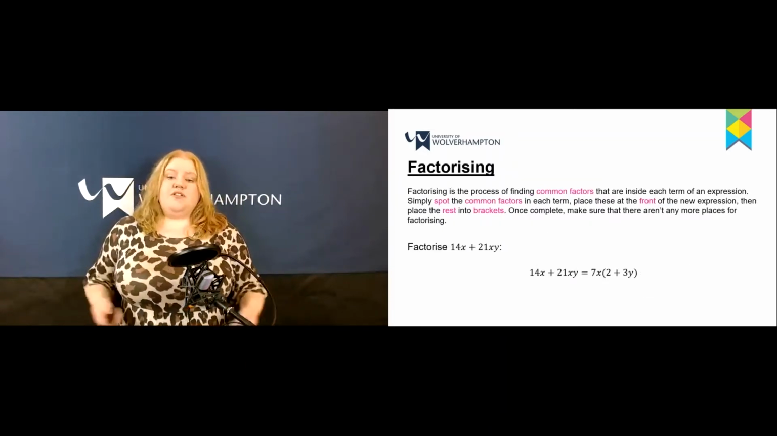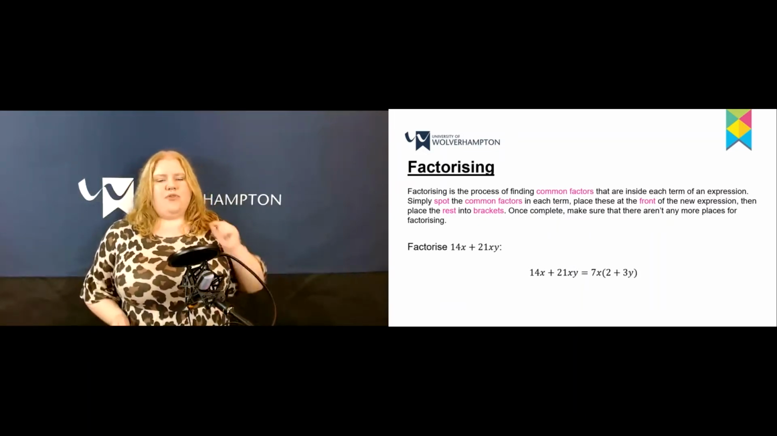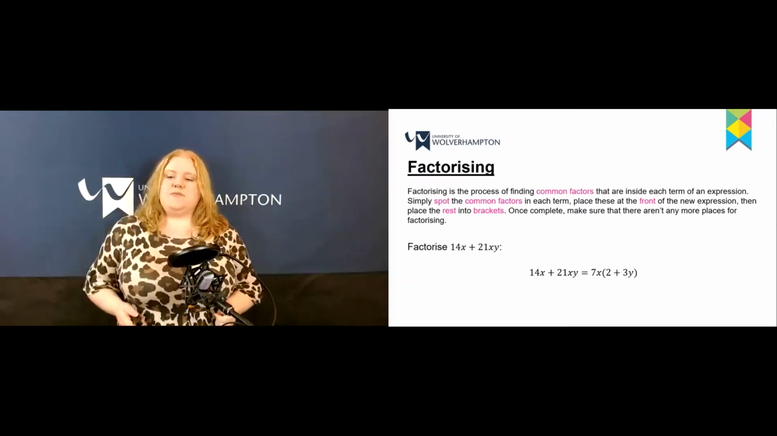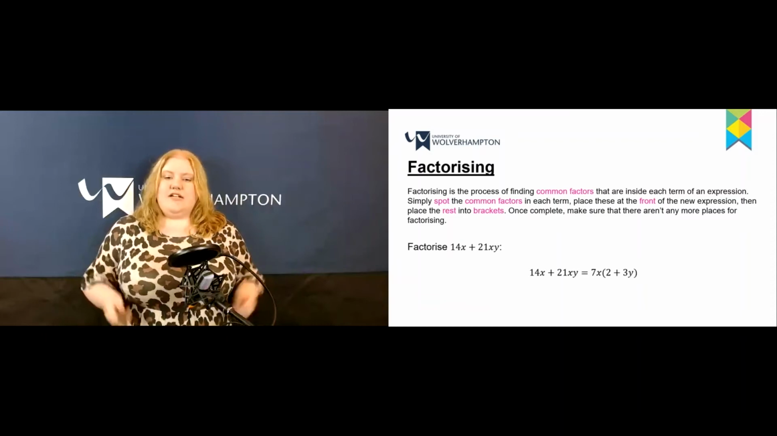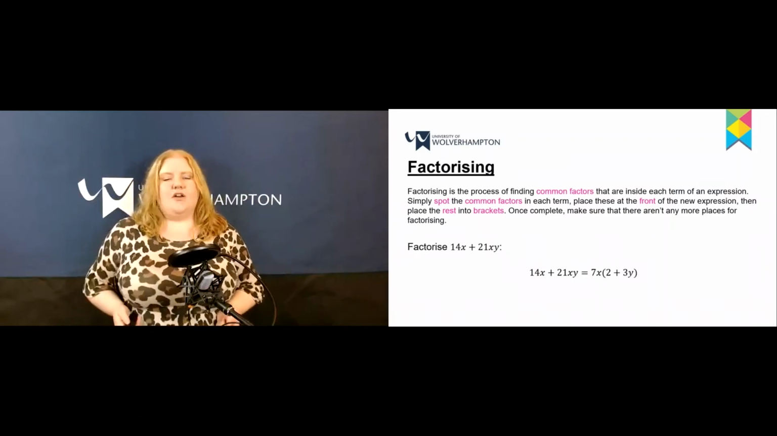Factorising is known as the process of finding common factors that are inside each term of an expression. So all you've got to do is spot the common factors in each term, place these at the front of the new expression, and then place the rest of it into brackets. So once you've finished, make sure there aren't any more parts that could be factorised. So you can just take a look at that there.